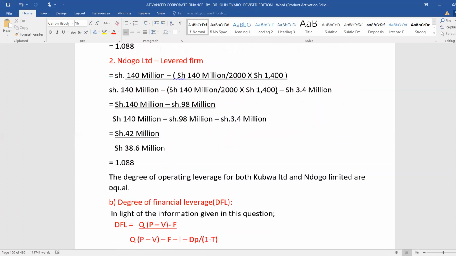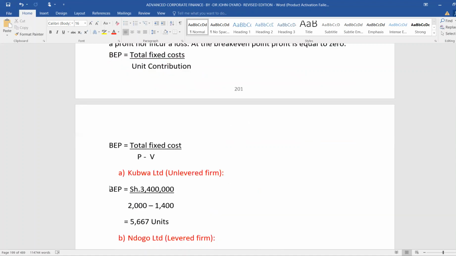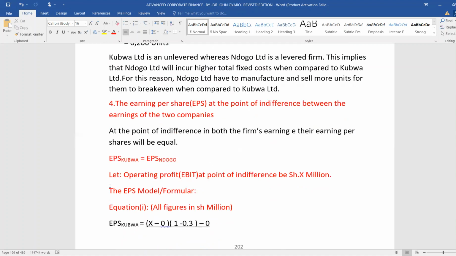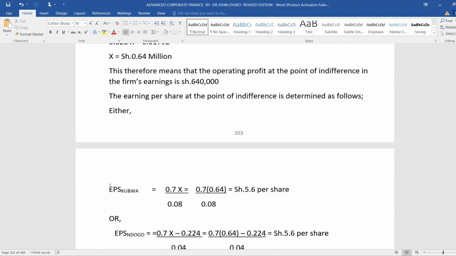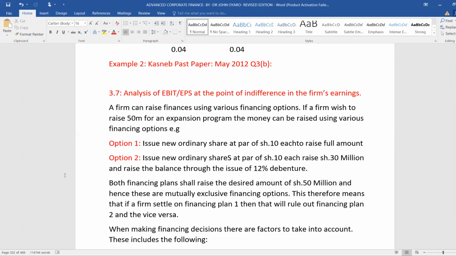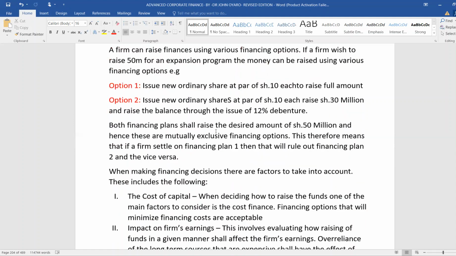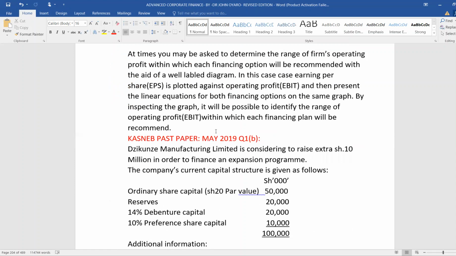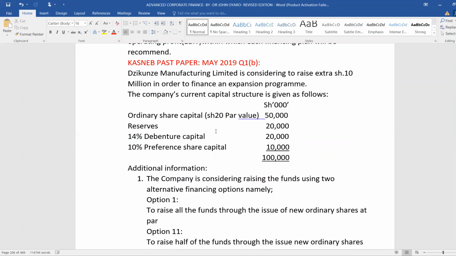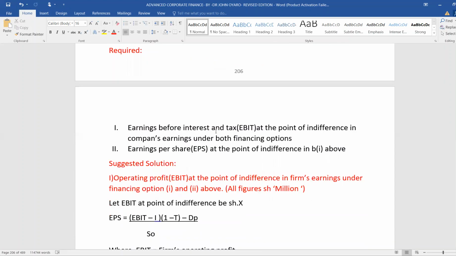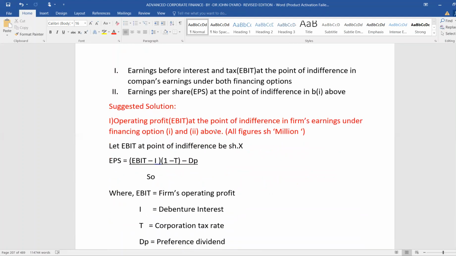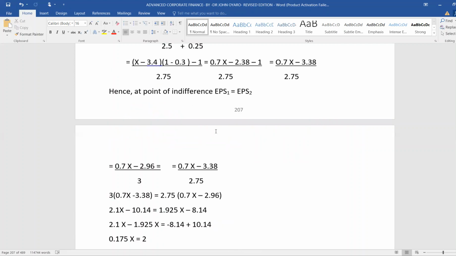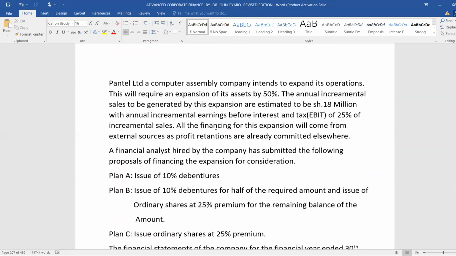The other thing that I'm not going to dwell on is this issue of indifference. I've already given you notes: analysis of operating income, earnings per share, the point of indifference. I discussed this concept when I was going through mergers and acquisitions. Please also read through that and go through this question. It was tested recently in May 2019. I don't think I really want to go into that.